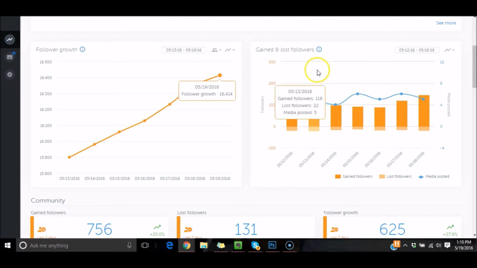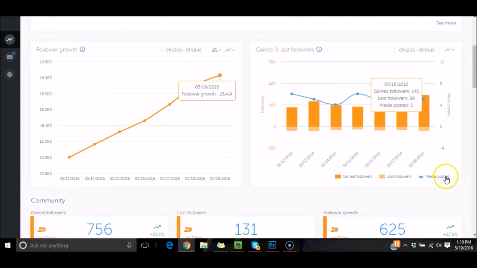All right. So let's look over here. We have our gained and lost followers. Okay. So here you would see, according to the graph instructions, the darker orange is gained followers, the lighter orange or pinkish, whatever, pastel, is lost followers, okay? And then your blue dots here is your media posted.